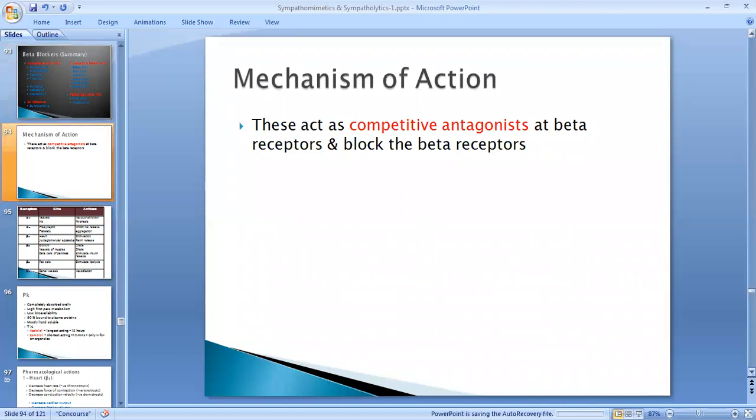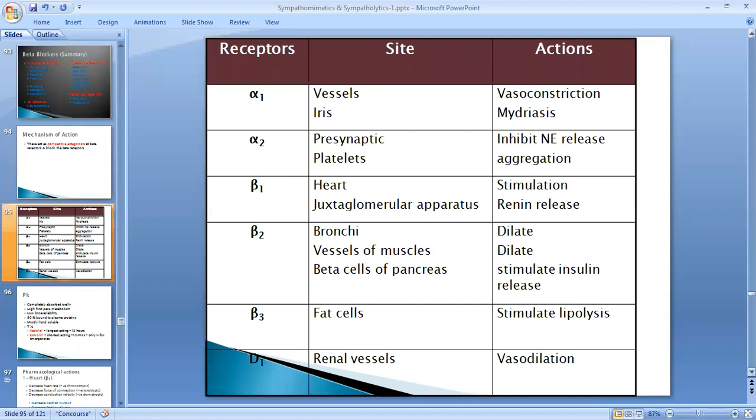Mechanism of action: beta 1 and beta 2 receptors are G stimulatory protein coupled receptors, and this leads to activation of adenyl cyclase, which leads to increased cyclic AMP and protein kinase enzyme. So when we block these receptors, it reverses the action. These are the different receptors: alpha 1, alpha 2, beta 1, beta 2, beta 3, and D1, and their actions I have already discussed.